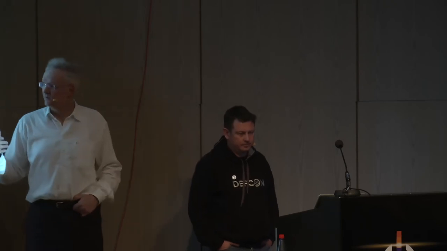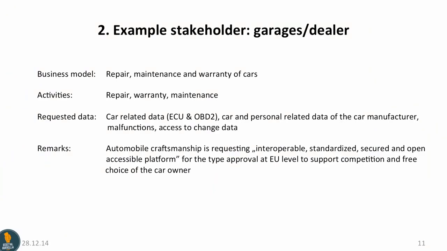So, there are two groups of car dealers and garages. One are linked to the brands, and the others are not linked to the brands. And if they don't get an interoperable, standardized, secured, and open access platform, the garages not related to the car manufacturers have a problem in doing their business.